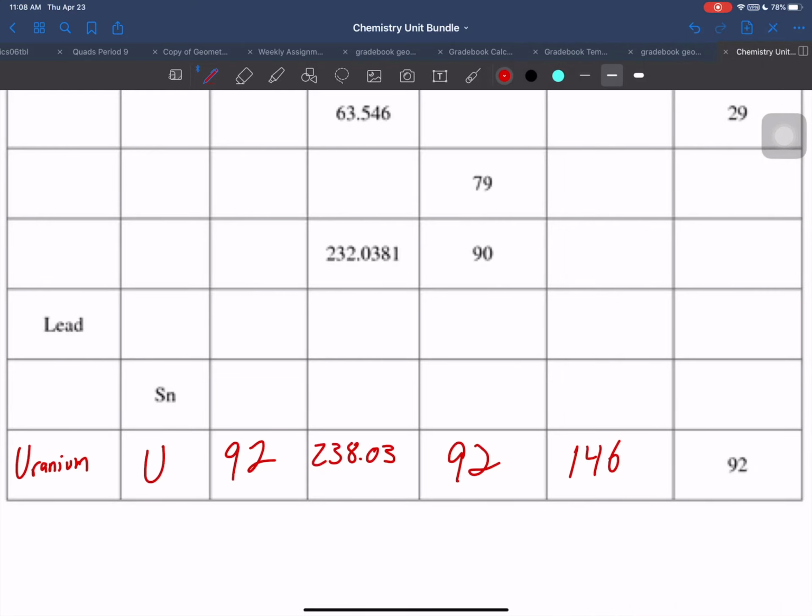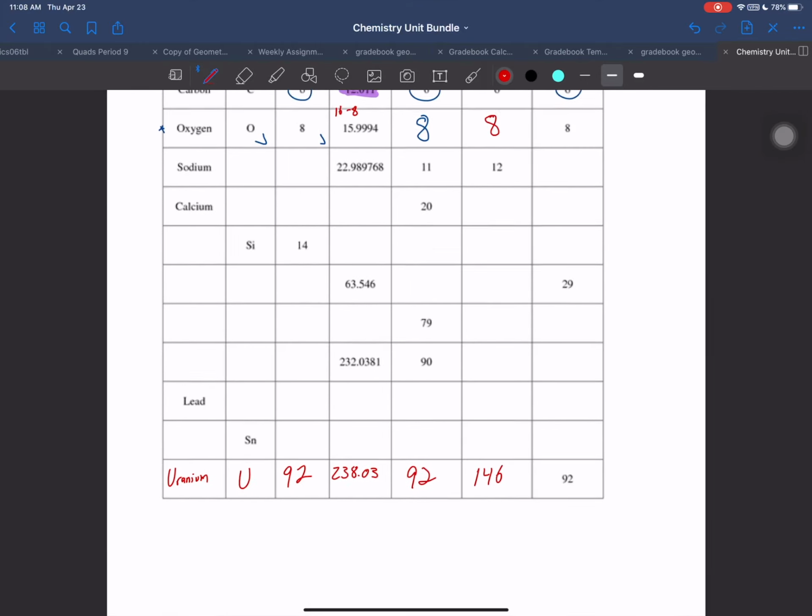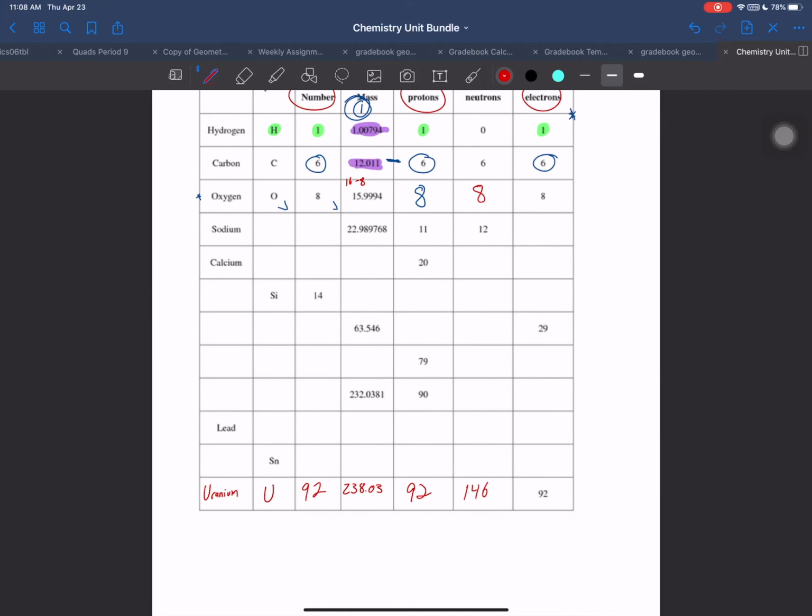So the number of neutrons are not always going to be the same. So the first 2 were done for you. I did oxygen for you. I did uranium for you. Your job is you're going to do the rest of these.